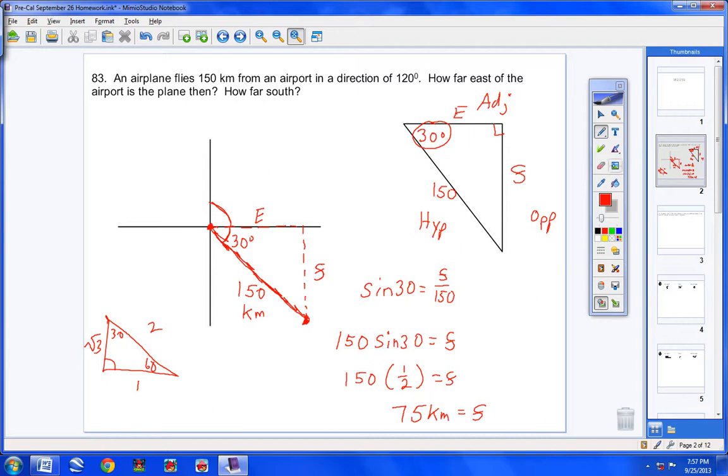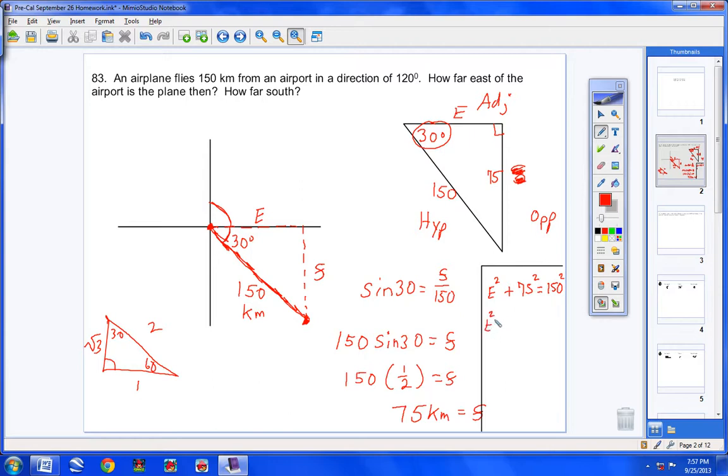Alright, now we're going to have to find next the east, side E. How far east is the airplane from the airport? And students, if I know two sides, which I do, see this S right here, I can now cross that S off and put 75 because I found that right down here. Let's use Pythagorean's theorem. E is one of your legs, so E squared plus your other leg is 75, so 75 squared equals your hypotenuse squared, 150 squared.